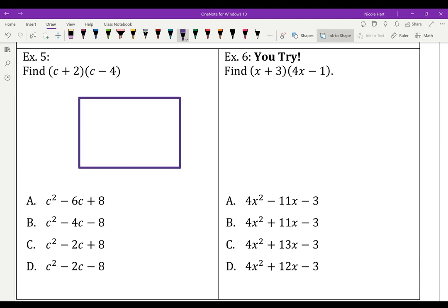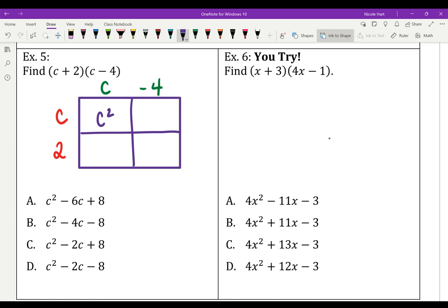This is one I do a lot. If you're familiar with biology, you do Punnett squares. This is the same concept. So a lot of students like it because it reminds them of those Punnett squares, and they do a lot of those. All right, so when we go through and multiply, c times c we know gives us c squared.